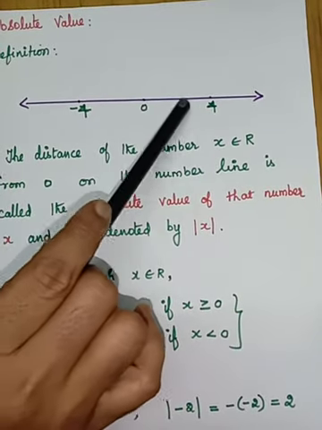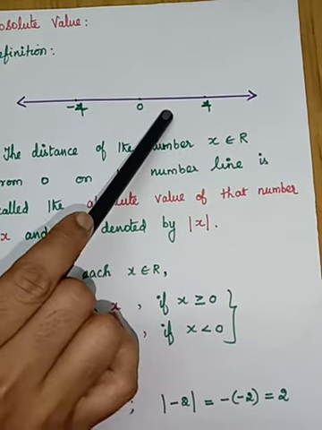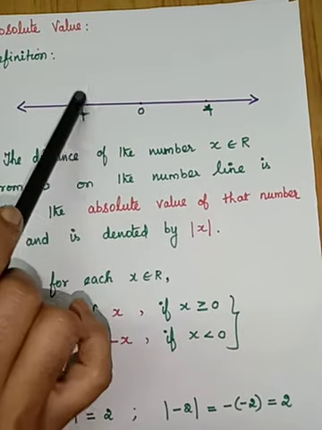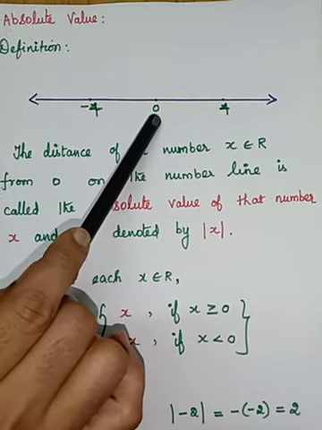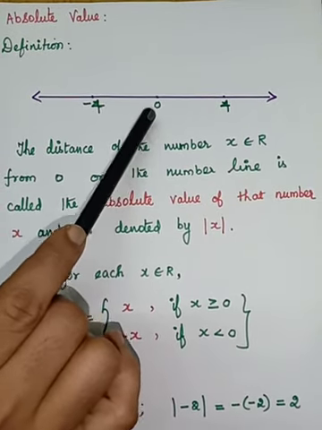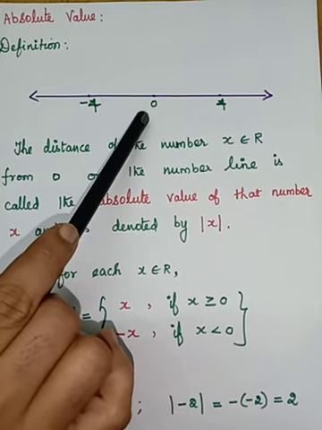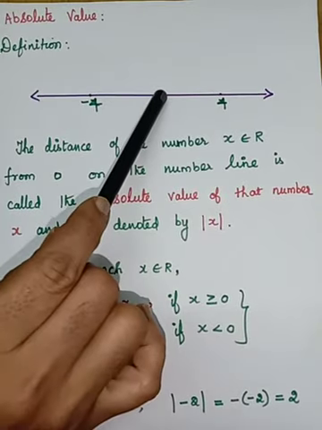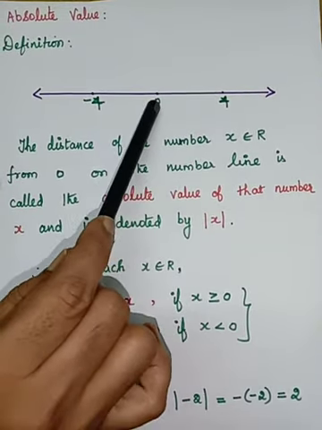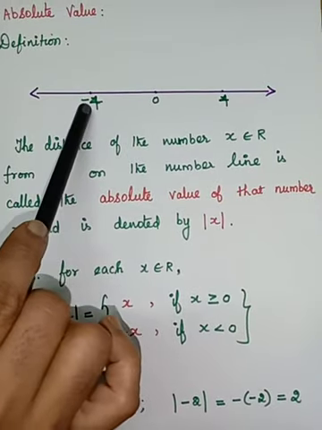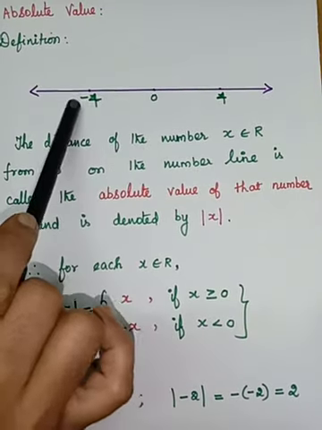What is it? It is 4 units. Okay. What is the distance of minus 4 from 0? We will say that also 4 units. The distance cannot be negative. Distance means the length from 0 to 4. So, that is also 4. From 0 to minus 4.